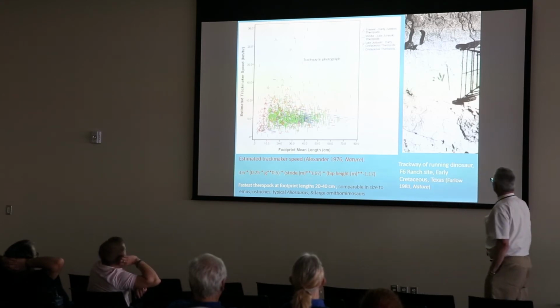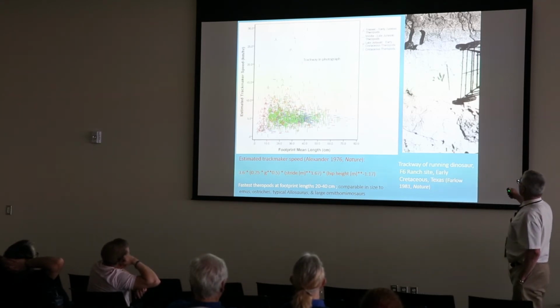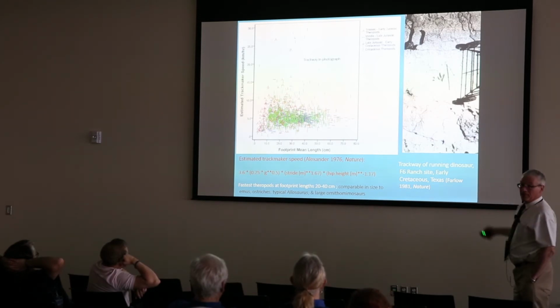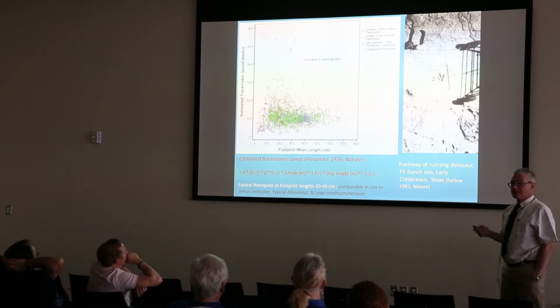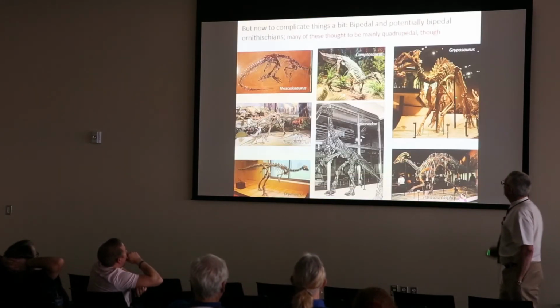This is a good example of a running dinosaur trackway. That's a meter stick. There are the 3 footprint sequences, and it's that trackway right there, which I found at a site in Texas in the early 1980s.